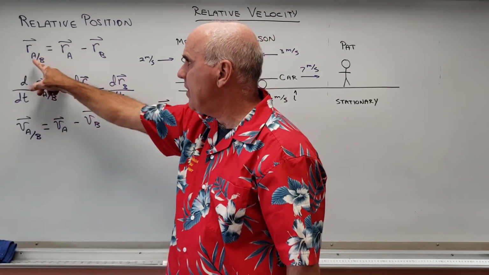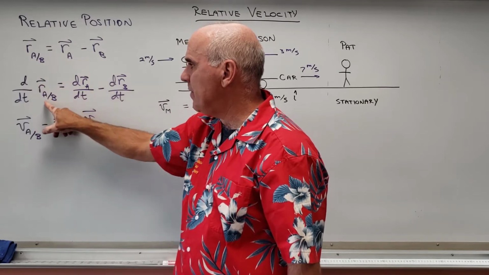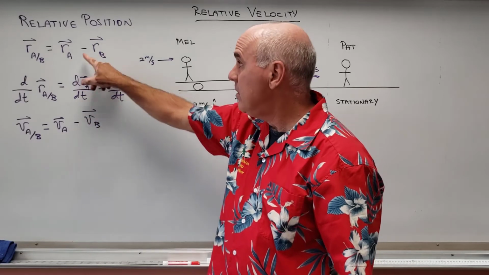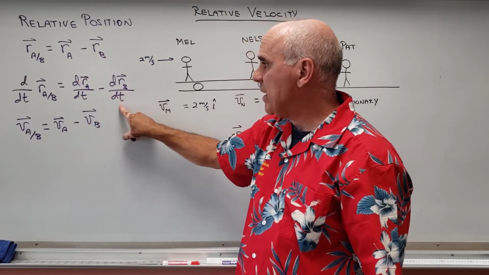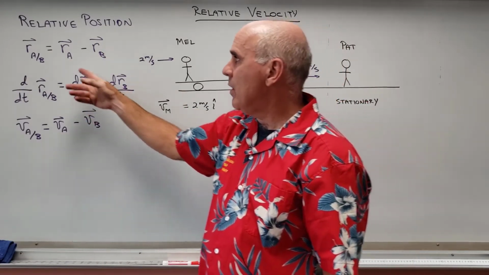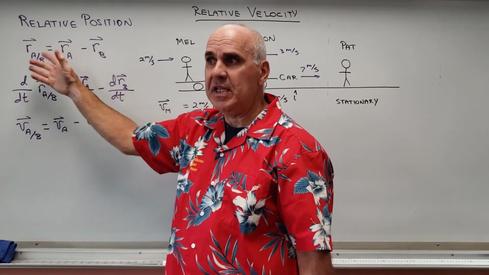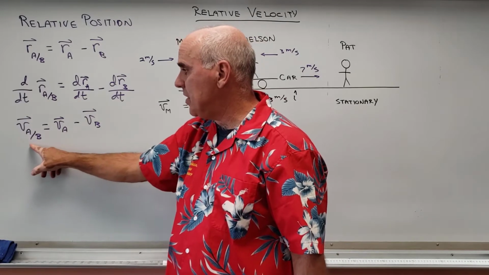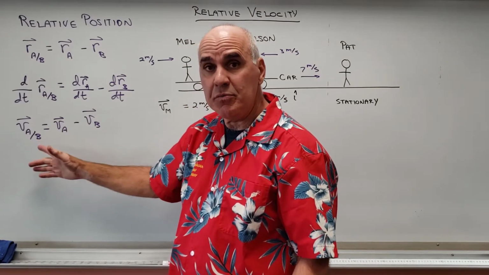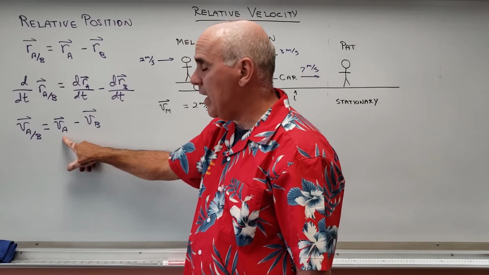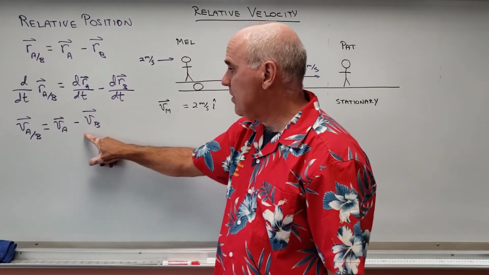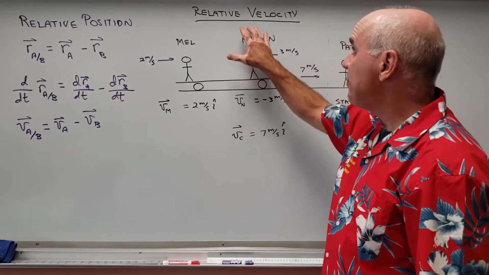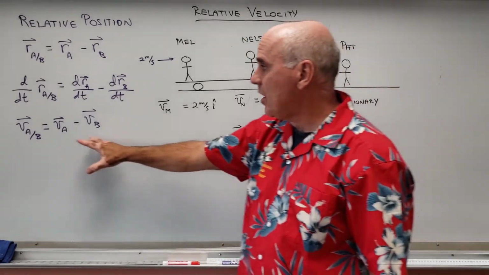So if I take the derivative of r A slash B, the position of A with respect to B, that's equal to the derivative with respect to time of the position of A, minus the derivative with respect to time of the position of B. Right? So when I take the derivative of a difference, I just take the difference of the derivatives. Well, this is then the velocity of A with respect to B, if there's some movement going on, which is the velocity of A with respect to some origin, minus the velocity of B with respect to some origin. So we want to take a look at relative velocity now, which is what we're talking about here.